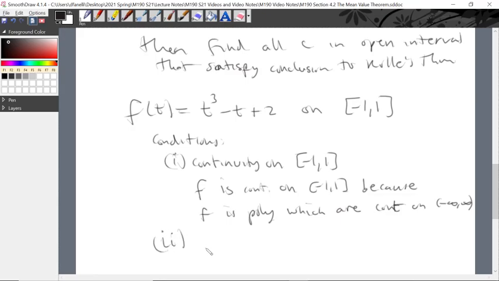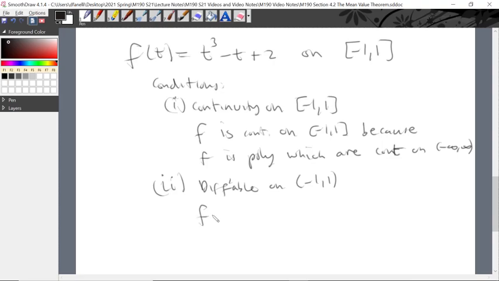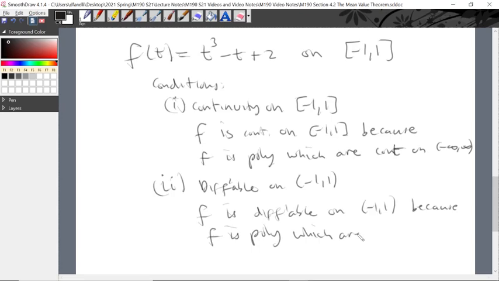Second, differentiability: f is differentiable on the open interval from -1 to 1. So f is differentiable on the open interval -1 to 1 for the same reason, because it's a polynomial. And polynomials are also differentiable on all real numbers.